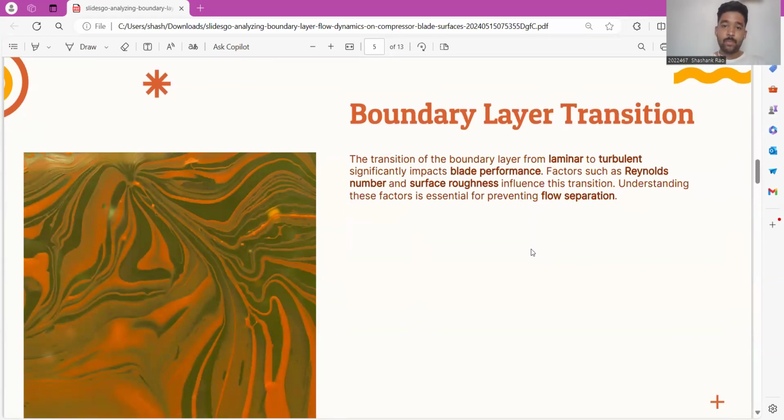Boundary layer transition. The transition of the boundary layer from laminar to turbulent significantly impacts blade performance. The laminar and turbulent regions are basically determined by Reynolds number and surface roughness. If the transition from laminar to turbulent is short, the efficiency can be increased. Understanding these factors is essential for preventing flow separation.